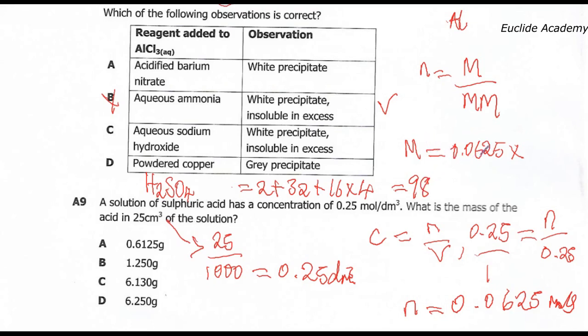So we're going to multiply the number of moles times the molar mass, 98, to find the mass. So 98 times 0.0625, which is the number of moles we found, and we get 6.125. This is in grams. Then we look at the answers. We've got 0.6125, we've got 1.25, so the probable one will be 6.13, because we can round up 6.125. So C will be our answer here.